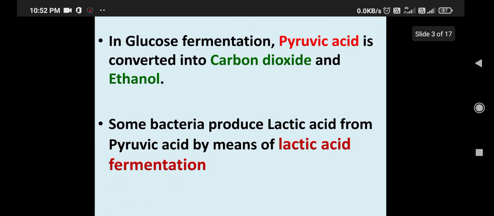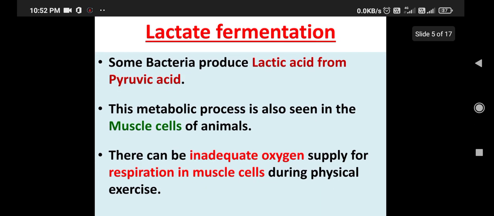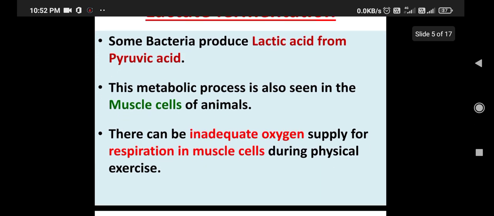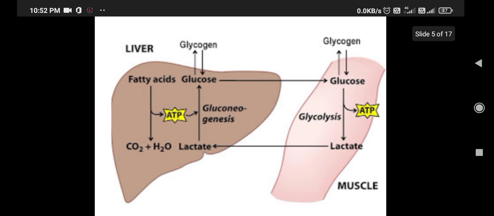In alcoholic fermentation, pyruvic acid is converted into carbon dioxide and ethanol. Some bacteria produce lactic acid from pyruvic acid. It is called lactic acid fermentation. This lactic acid fermentation process is also seen in the muscle cells of animals. This picture clearly shows the lactic acid fermentation in animal muscle cells.